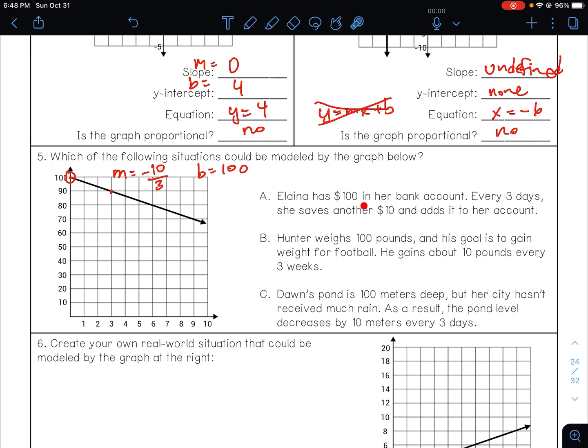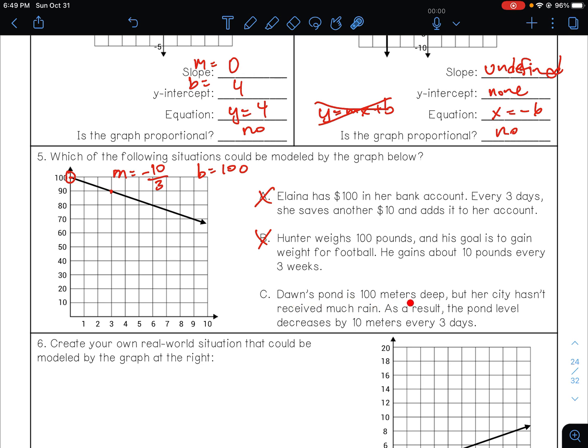All right. So Elena has $100 in her bank account. Every 3 days, she saves another $10 and adds it to her account. It seems wrong because it looks like she's losing money. So that's probably not it. Hunter weighs 100 pounds, and his goal is to gain weight for football. He gains 10 pounds every 3 weeks. Sounds close, but again, gaining means that the line should be going up, not down. That's not it. So the third one has to be it.